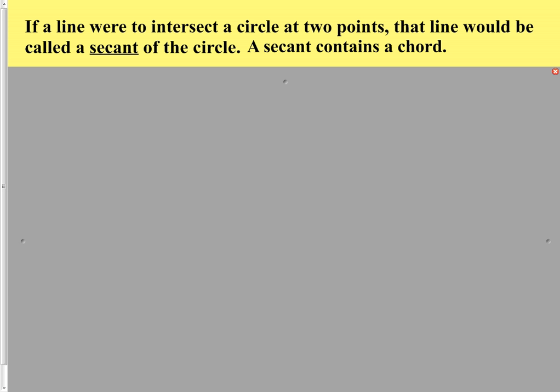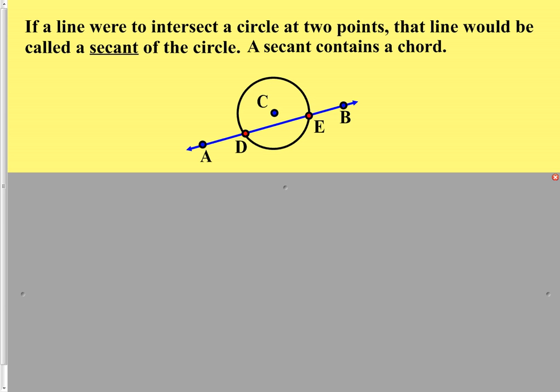Okay. If a line were to come and intersect our circle twice, that would be called a secant of the circle. And a little byproduct of being a secant is since it enters the circle and goes out the other side of the circle, a secant actually contains a chord. Okay, so here's an example of a secant.